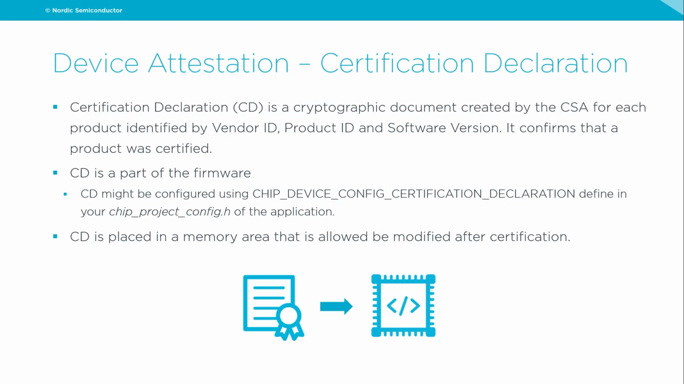Since the CD is unique only to the product and firmware version, rather than each individual product, you can simply store it together with your application in the firmware. To do that, you can simply override the CHIP_DEVICE_CONFIG_CERTIFICATION_DECLARATION defined in the CHIPProjectConfig.h of your application.